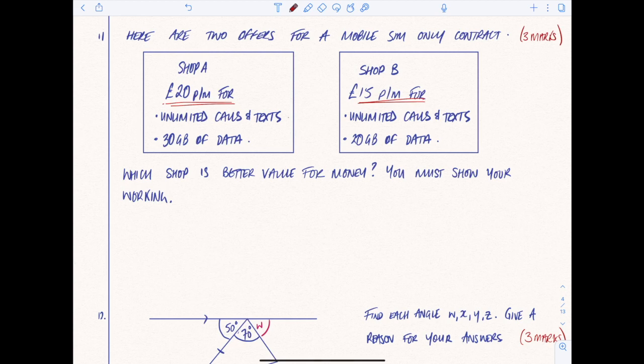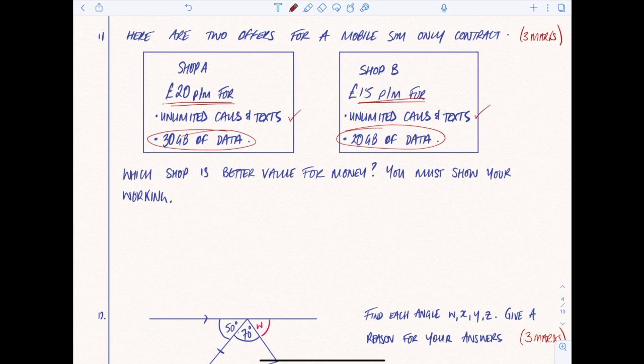Unlimited calls and text, that is the same. And this is the thing that's different as well: 30 gigabytes of data, 20 gigabytes of data. So what I need to do is either make the gigabytes the same or the price the same so I can compare it. Or you need to find it for £1 or for 1 gigabyte.